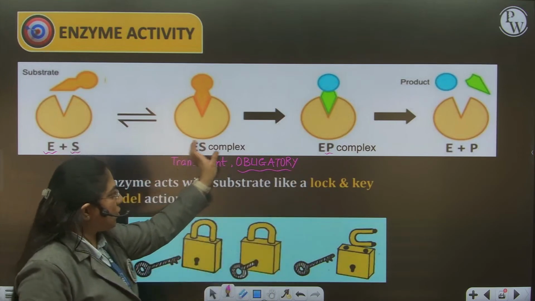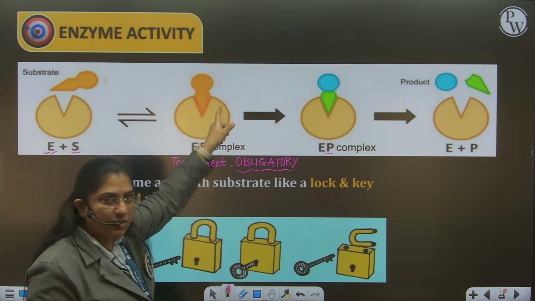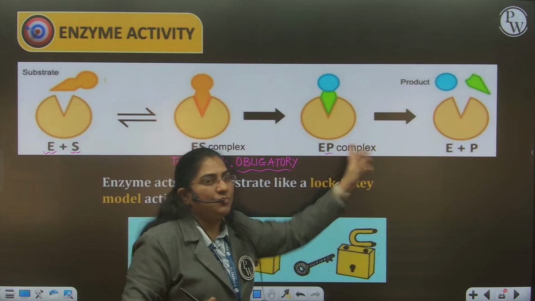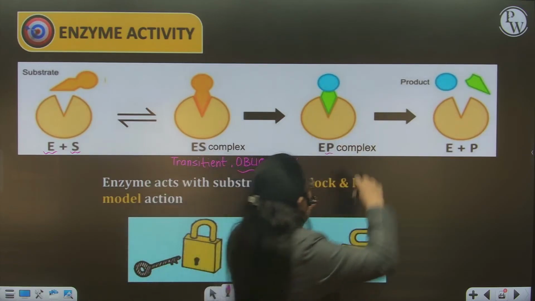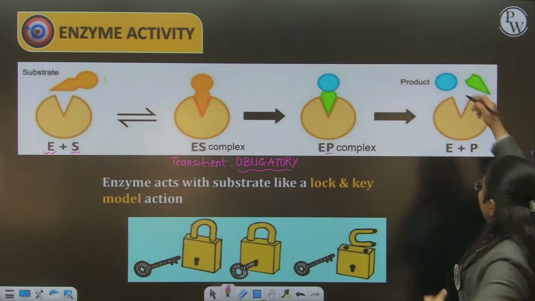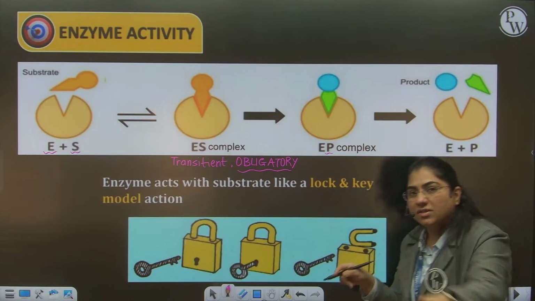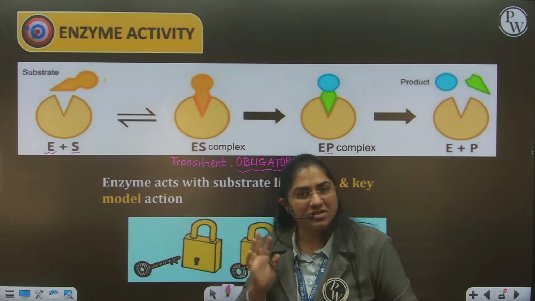Once the ES complex is formed, the enzyme will now either make or break the bond as per the requirement and convert it into an enzyme product complex. Once the enzyme product complex is formed, the product will be released and the enzyme is now ready to bind with another substrate and convert it into the product and repeat the cycle.